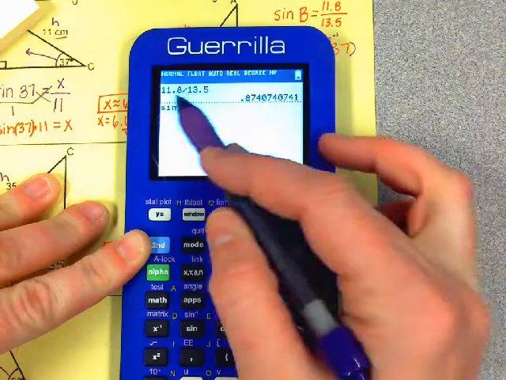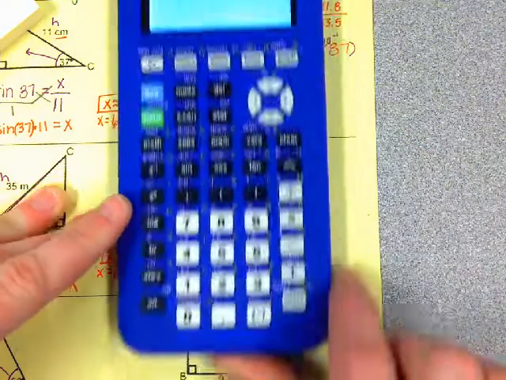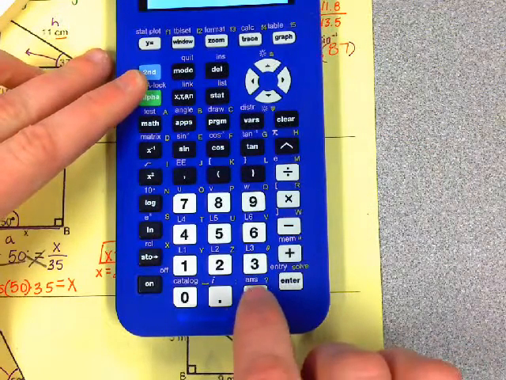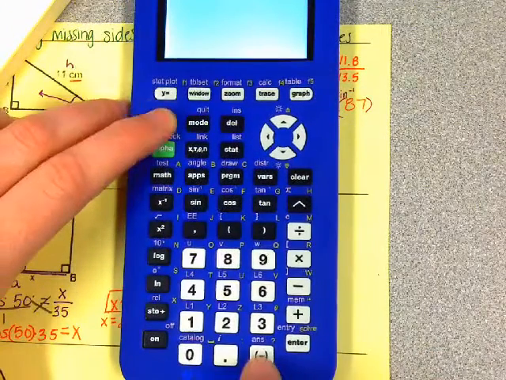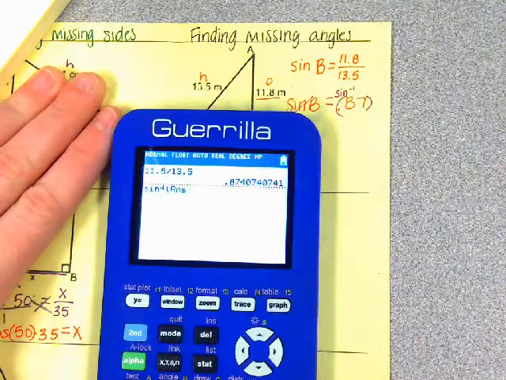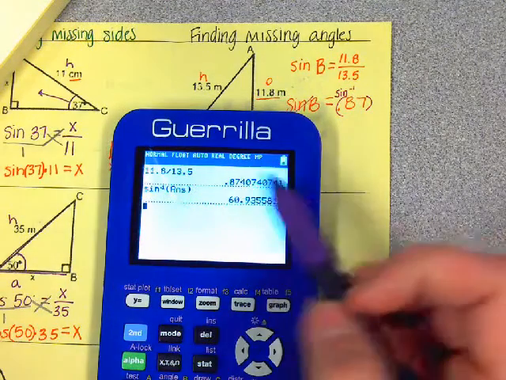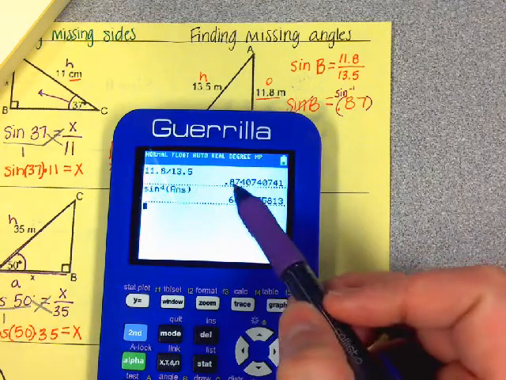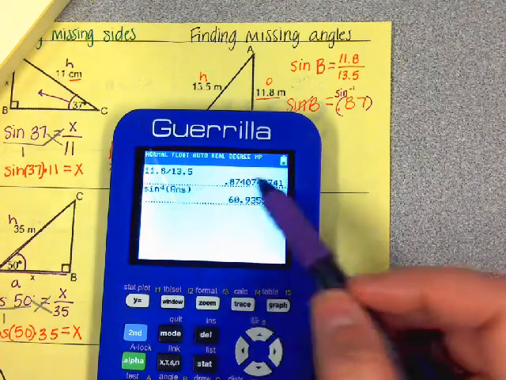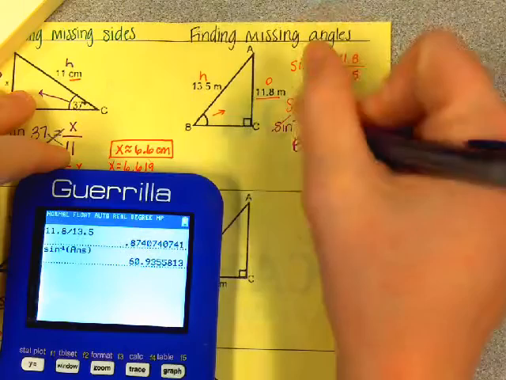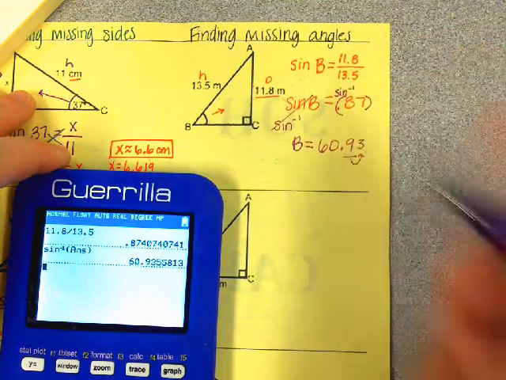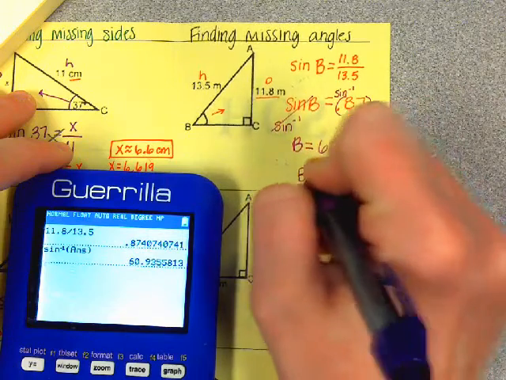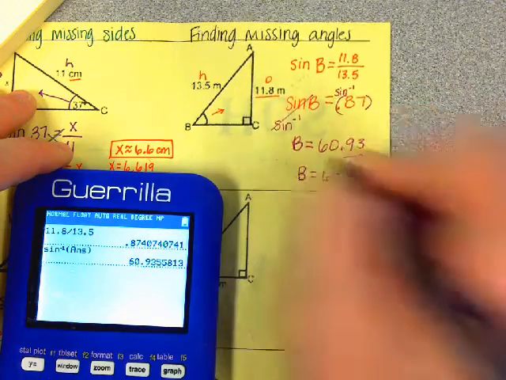You can type in this fraction again. I'm going to hit the second negative. Notice it says A and S. That stands for answer. So I'm going to hit second and this button down here, and notice it puts answer. And then it's just going to take the sine inverse of whatever that fraction was, or the answer to the previous problem. So it was 60.93, which the 3 makes the 9 stay. So the angle B would be equal to 60.9.